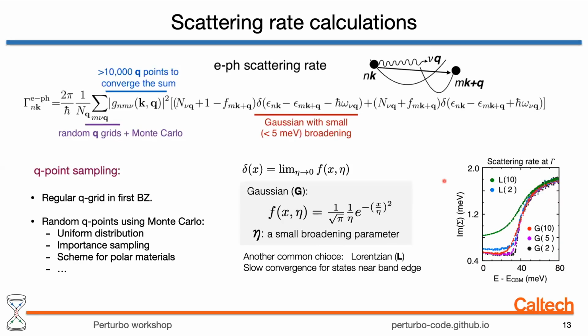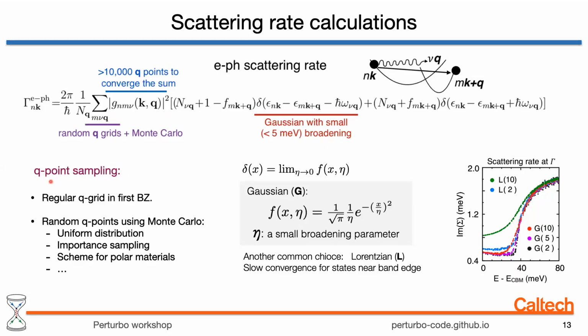So the first thing I'm going to talk about is the scattering rate calculations. So going back to this rather long equation for the scattering rates, there are some key parts to notice. The first is that we do a sum over electron bands, as well as phonon modes and phonon momenta q. And the key one here is phonon momenta q, because to converge these calculations, you need a very, very large number of q samples, usually way larger than 10,000 q points.